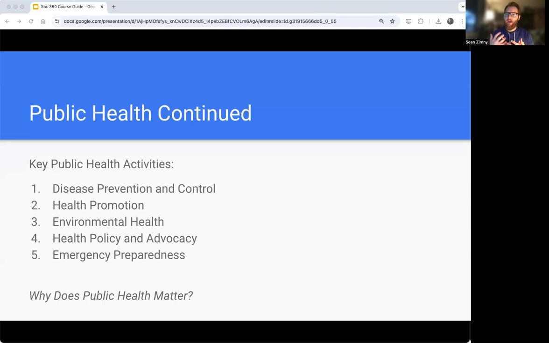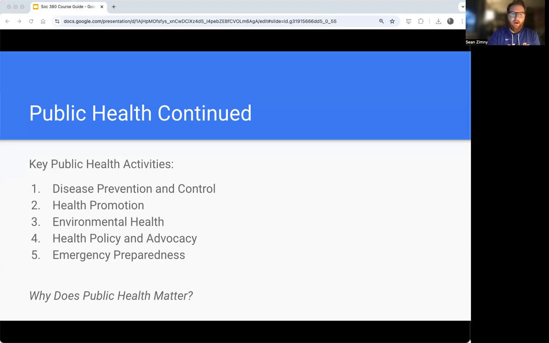In essence, public health strives to create conditions where people can lead healthy, more fulfilling lives, free from preventable diseases and health inequities. It's critical. Public health is critical to social structure, social order, and to having productive lives in society, whether it's a global society, a national society, or individual communities.